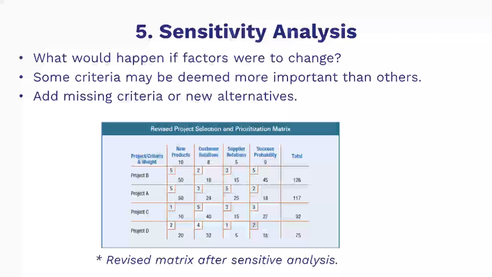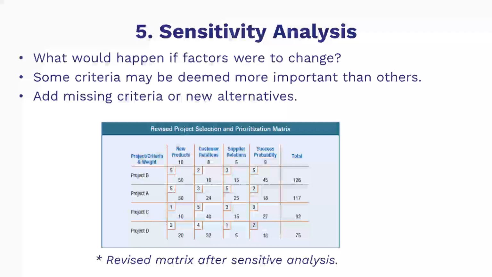In this slide, I discuss sensitivity analysis. So, in the hypothetical questions, what would happen if factors were to change? Then some criteria may be deemed more important than others. Thus, we will have to add missing criteria or new alternatives. Scoring models allow leadership or project selection teams to perform sensitivity analysis to examine what would happen to the decision if factors affecting it were to change. Selection criteria may be added or altered, and the team may decide that some criteria are more important than others and weigh them accordingly. Missing criteria or new alternatives can be added and the decision revisited.